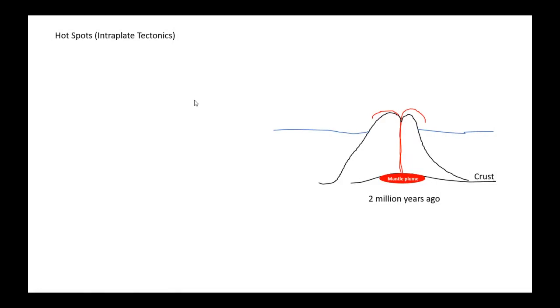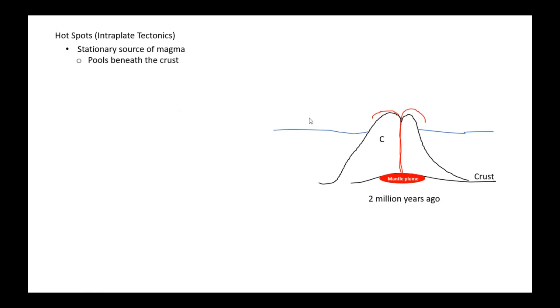This is a brief video on hotspots and how it relates to determining direction of plate movement. A hotspot is a stationary source of magma, and it can be both on continental crust or underneath the oceanic crust.